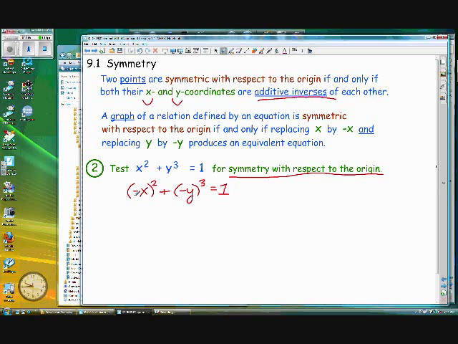This, of course, when we square this negative 1, we get a positive 1, so we get a positive x squared. And here, because we've got an odd exponent, we're going to have a negative y cubed equals 1. Is there any way that this can be shown to be equivalent to this? No. You could work on it a little bit if you want to convince yourself.